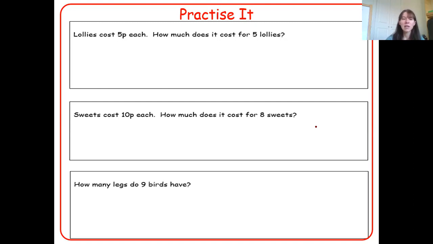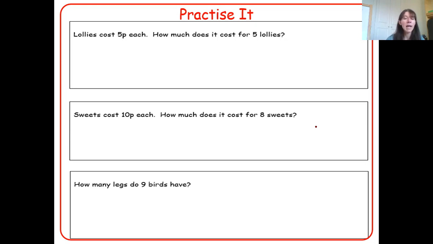The next one, sweets cost 10 pence each. How much does it cost for 8 sweets? So this time we need 8 sweets and they each cost 10 pence. How much is that all together?